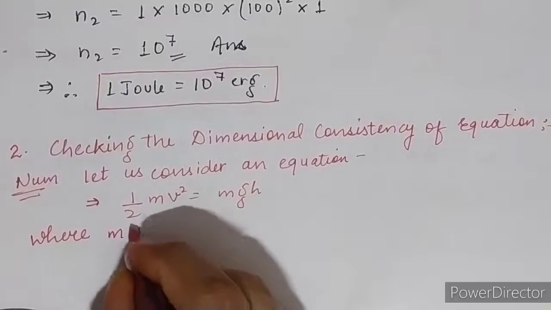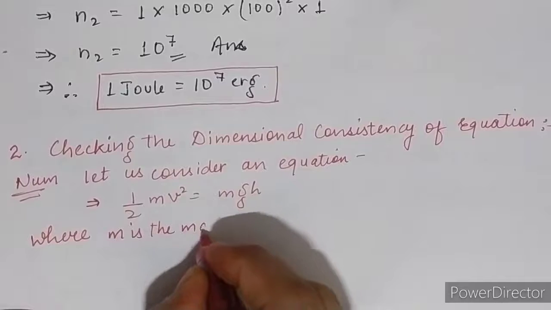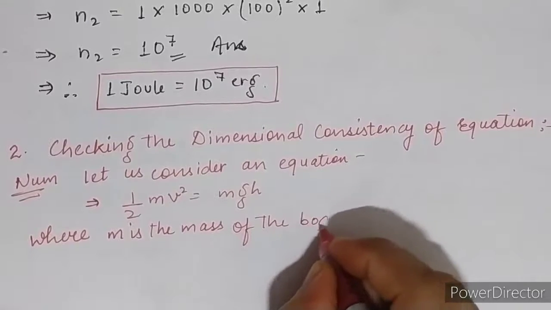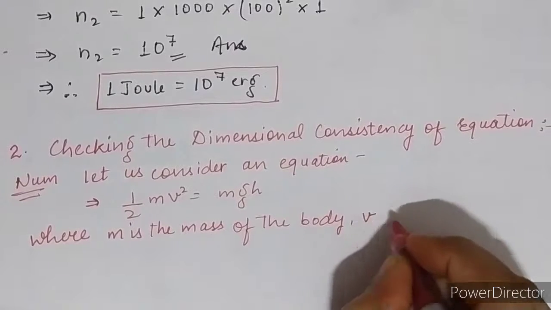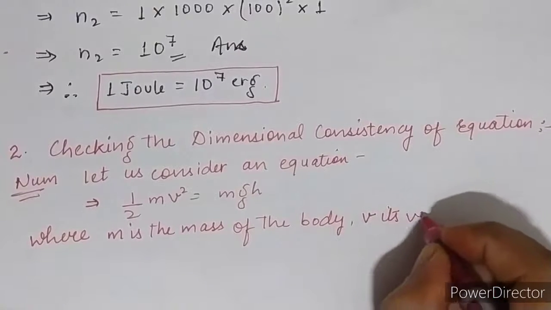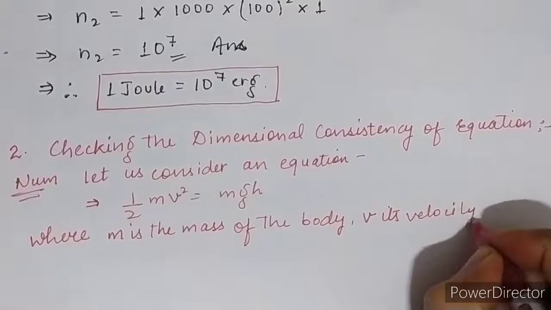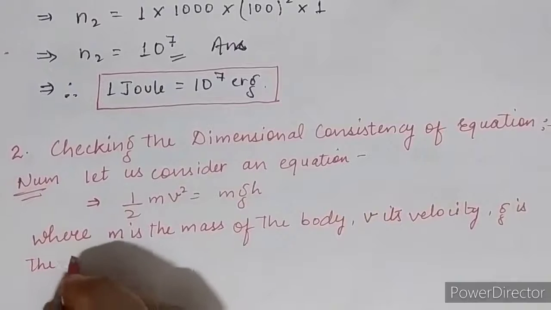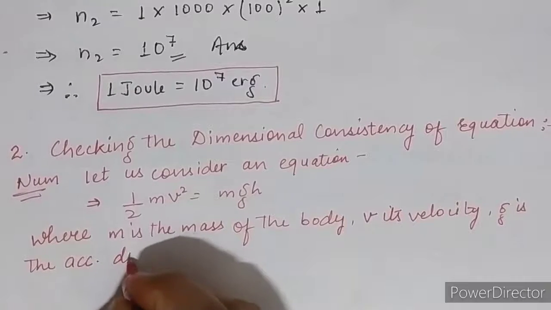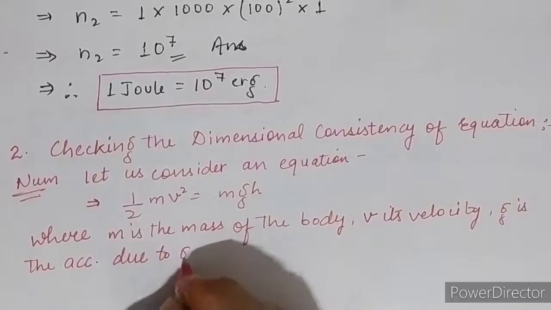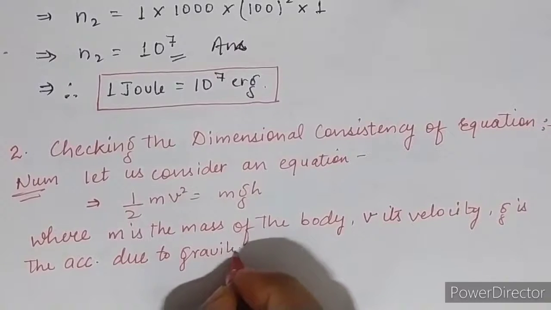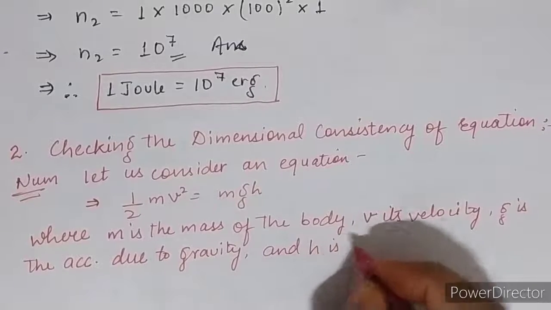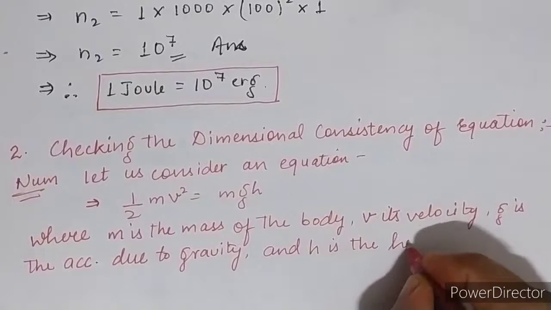So you have to be well aware of this, and it is already given in the question, where m is the mass of the body, v its velocity, g is the acceleration due to gravity, and h is the height.